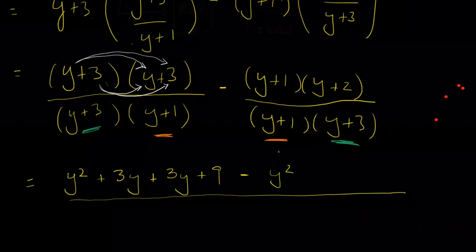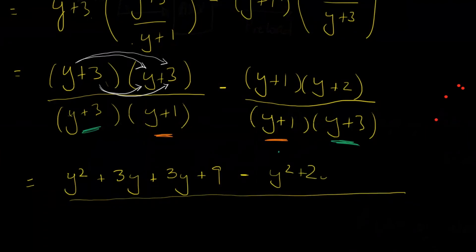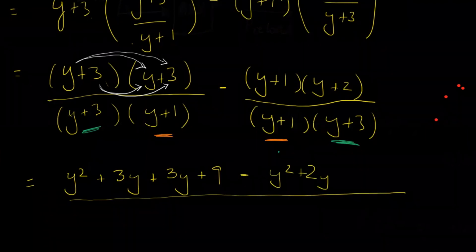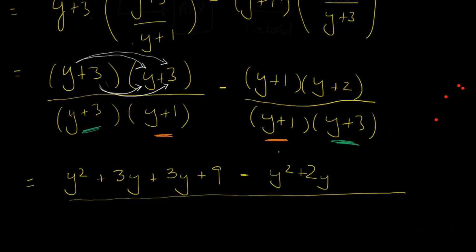What's y? 2. Okay, it's 2y. What is 1 times y? It's 1y. Give me a second first. Actually, give me 1 second. I'm just going to put a bracket here. Give me a second, so that you understand. Okay.